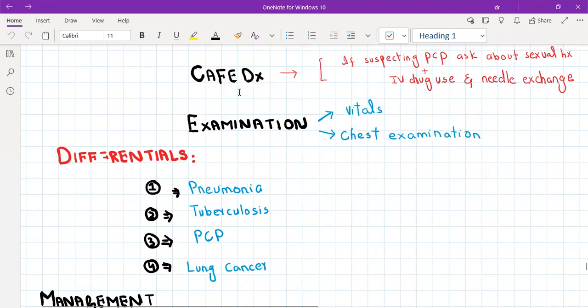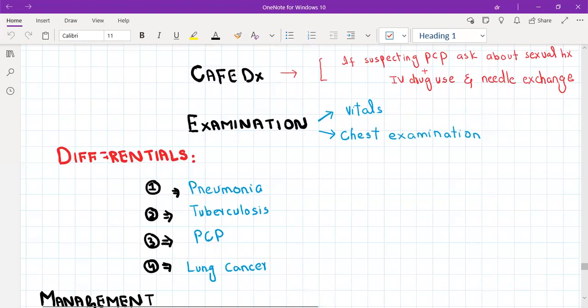I forgot to mention it here, but you should ask: any idea what might be going on with you, any expectation from the team today, anything in particular that you are concerned about. Then you should verbalize your examination, which will include vitals and listening, and you will tell the patient that I will listen to a heart sound and lung sound if that's okay with you.